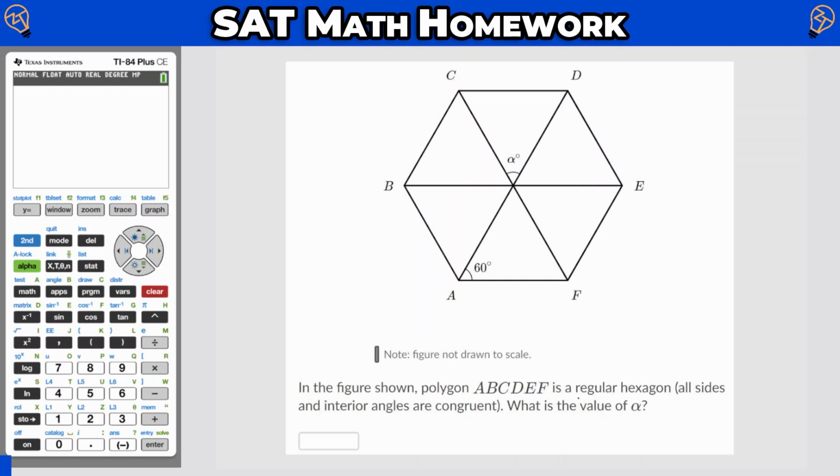So when they tell you it's a regular hexagon, they're giving you some key information. Regular means it's both equilateral, so all the sides are congruent, and also equiangular. That means all these angles are congruent all throughout. And we could keep going all the way around. So if this is 60, then this is also 60.